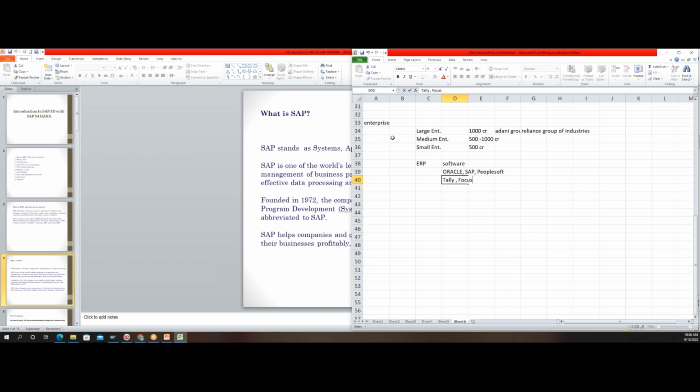They do not have the capability to handle medium enterprises and large enterprises. Whereas Oracle, SAP, and other products, Salesforce and other products, are capable of catering to the requirements of all the different types of enterprises. Okay, so these are the products, these are the software which are available. Now, out of these software, we will understand what is SAP first. Okay. Why SAP out of these, we will see later. But first, let's see what is SAP.